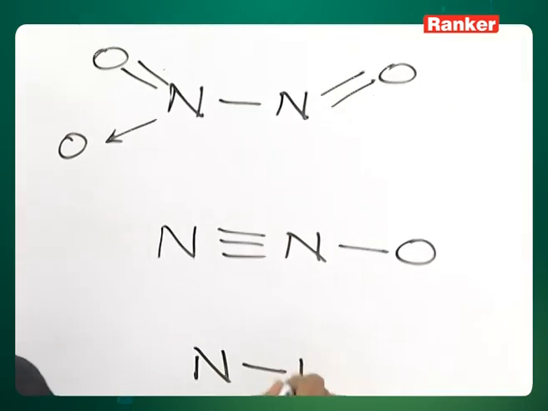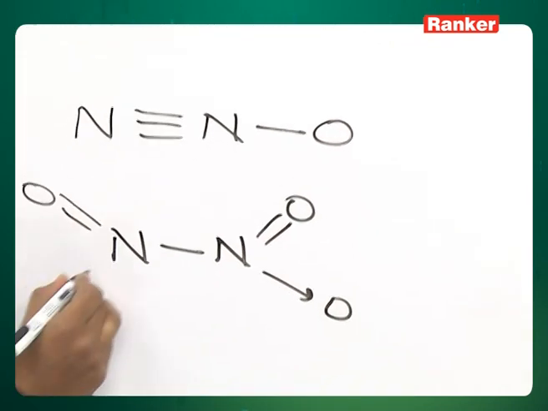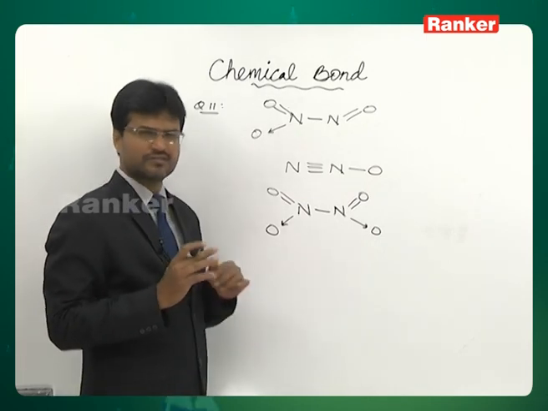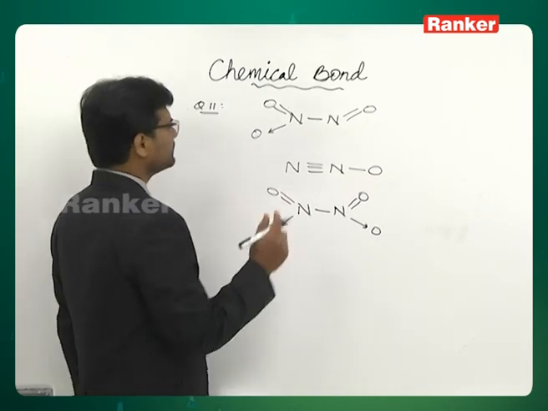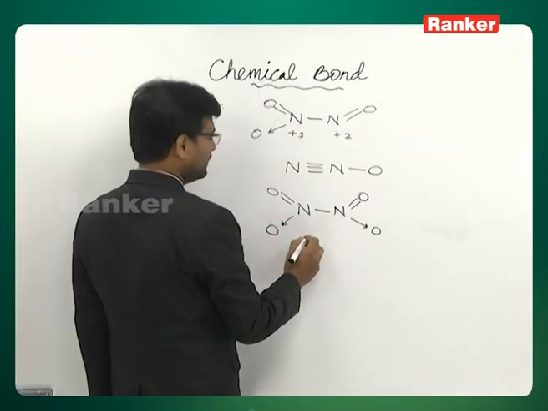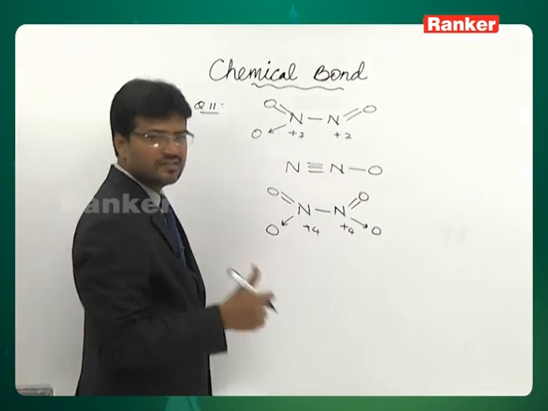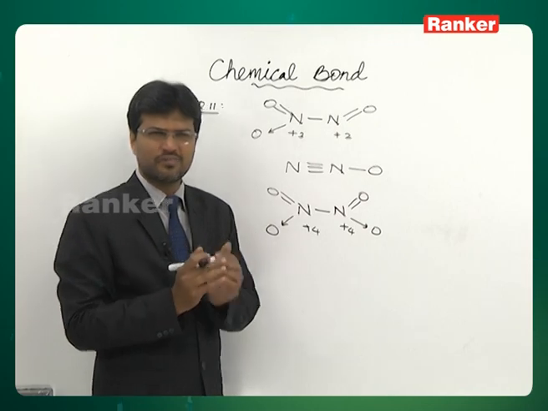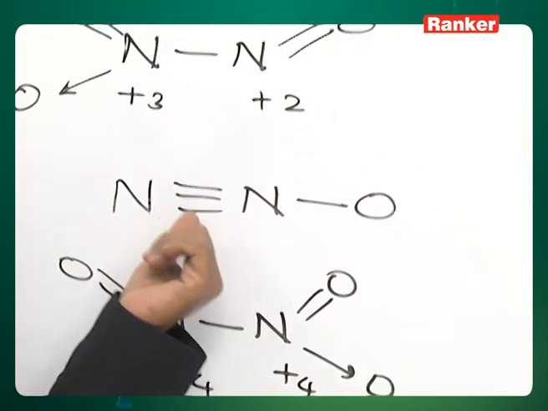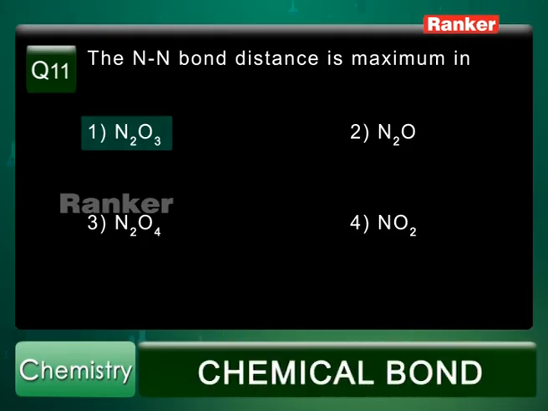N2O4. Forget about the fourth option, NO2, because it has only one nitrogen. Now the oxidation state of this nitrogen is +3, this is +2. Here both are +4. So as the oxidation state increases, size decreases. When the size decreases, bond length decreases. So this is shorter, this is shortest, this is longest. So the correct answer is the first option, N2O3.